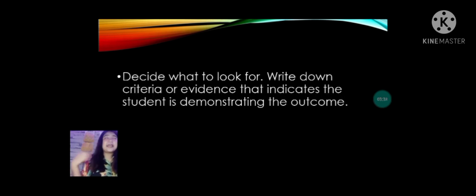So, second is decide what to look for. Write down criteria and evidence that indicates the student is demonstrating the outcome. So, write down evidence to know if the student has learned in class.